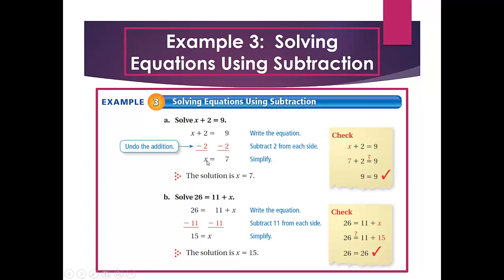So on the left-hand side, we just have x. And on the right-hand side, 9 minus 2 is 7. So our solution is x equals 7. If we substitute this back in, 7 plus 2 equals 9.